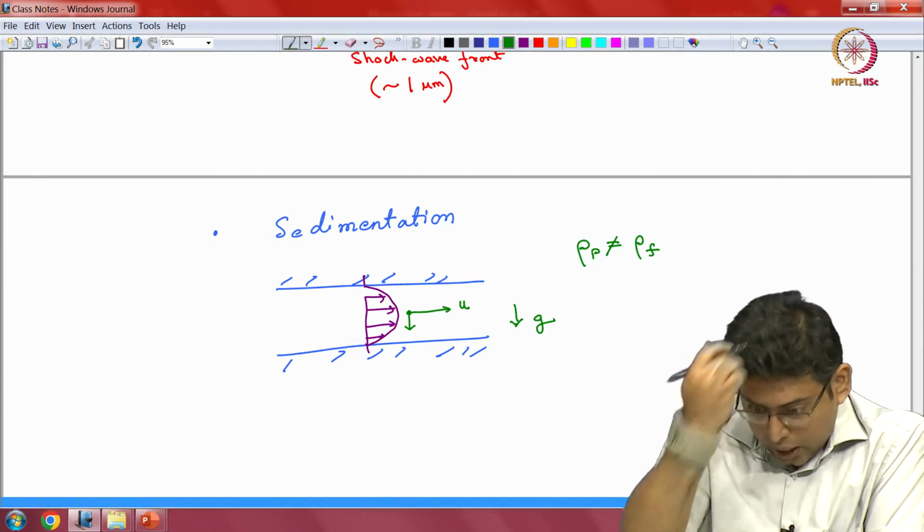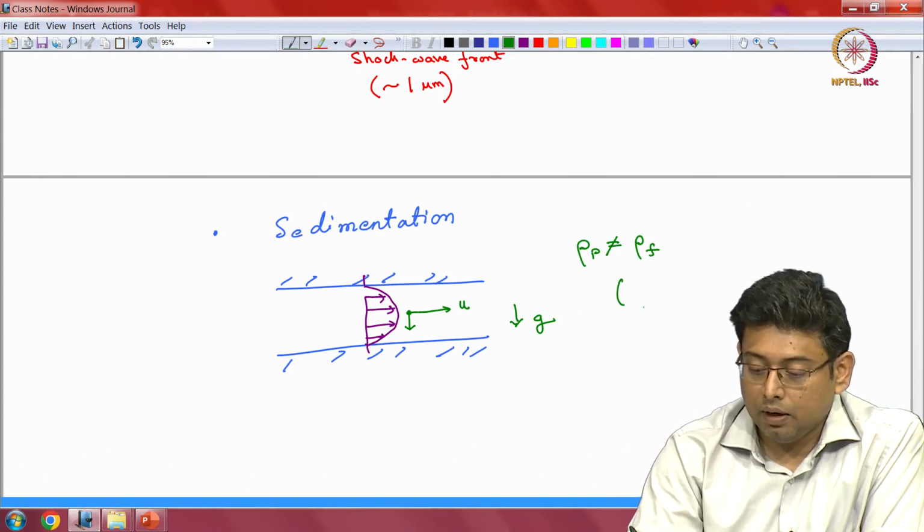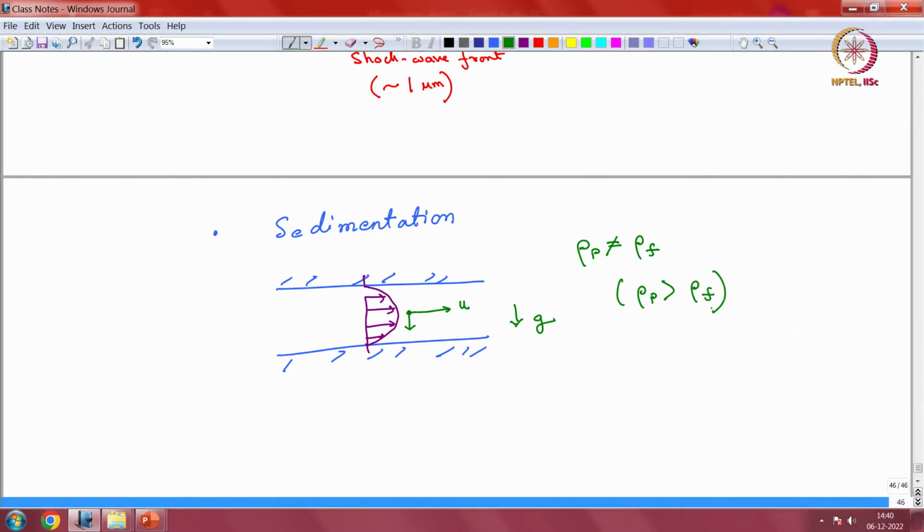In that case you will have a certain sedimentation, and if the particle density is greater than the fluid density, then it experiences a gravitational body force that tries to pull it downwards. So, it will acquire another velocity which we often call the terminal velocity. This ut here is the terminal velocity.